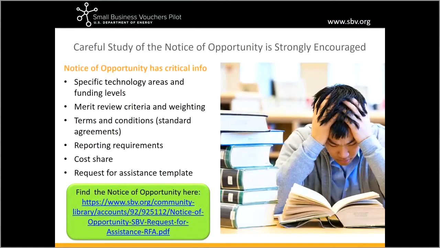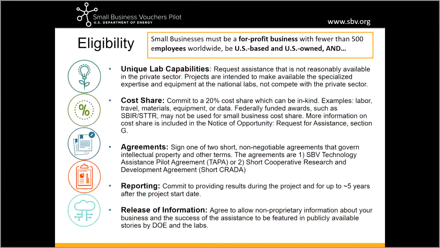Okay, eligibility. In order to be eligible, first of all, it's the Small Business Voucher Program, so you need to be a for-profit small business with fewer than 500 employees worldwide. You must be U.S.-based and U.S.-owned, and the request for assistance needs to use unique laboratory capabilities. So it's not going to be productive to request assistance that would reasonably be found in the private sector. So, for example, if you have machining requirements that could be found at a local machine shop, even though a national lab can do that, that wouldn't be an appropriate use of the voucher.